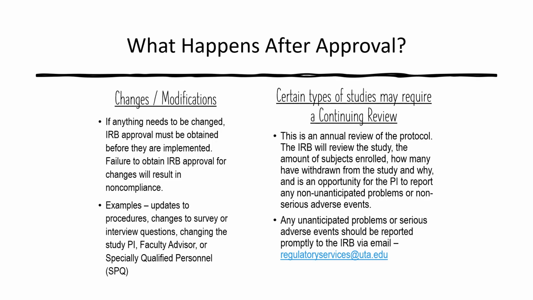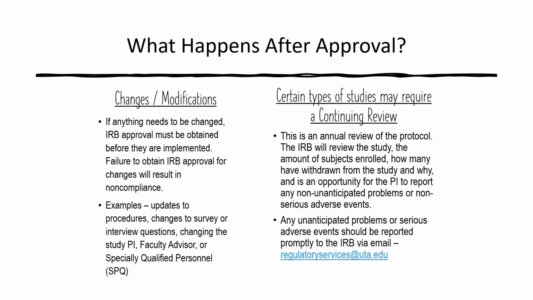A modification will also be required if you need to change the study PI, faculty advisor, or a specially qualified personnel member. These personnel members have a specialized role in the study and the qualifications and/or training necessary to perform that role. For instance, the personnel member on your study that will conduct blood draws or that will be responsible for communicating with non-English language speakers. If you need to change, add, or remove any of these types of personnel, a modification will be required before the change can be implemented.